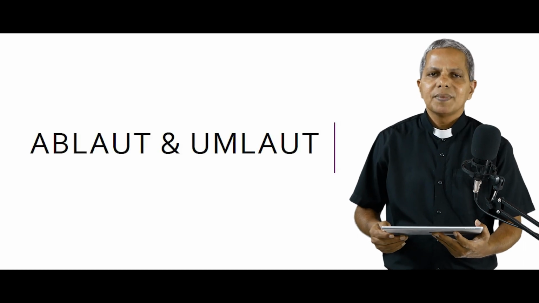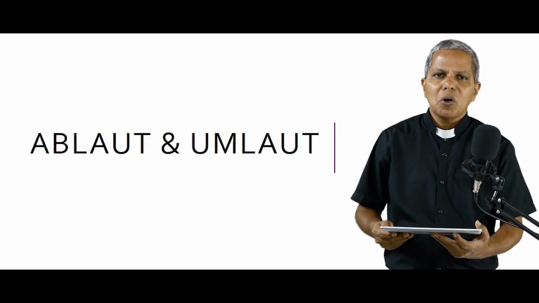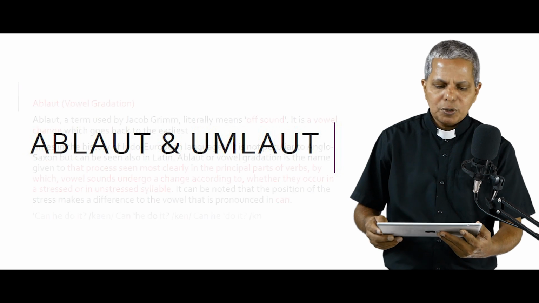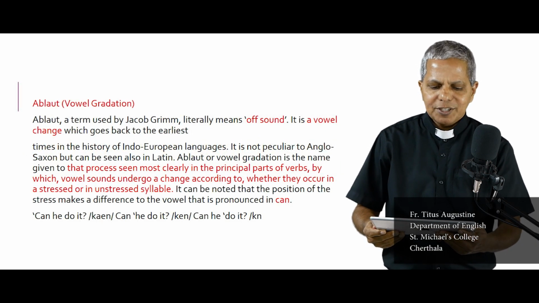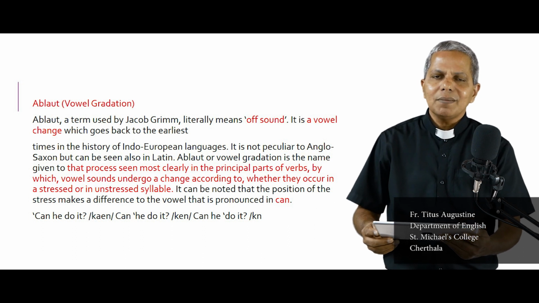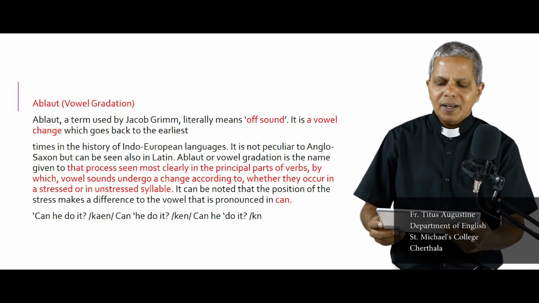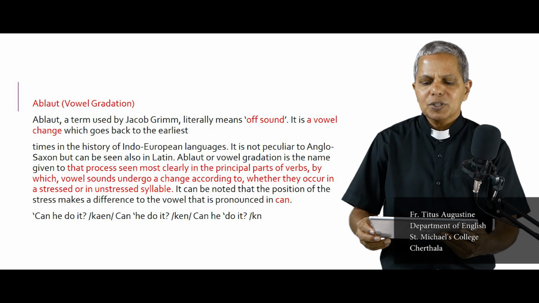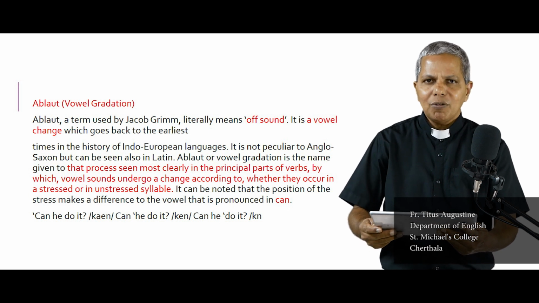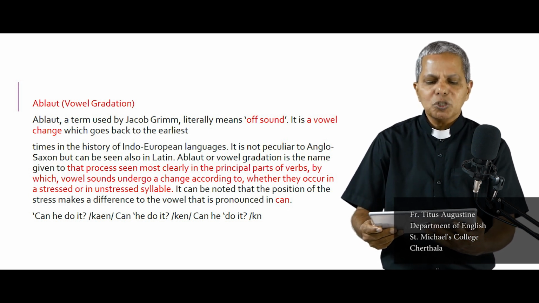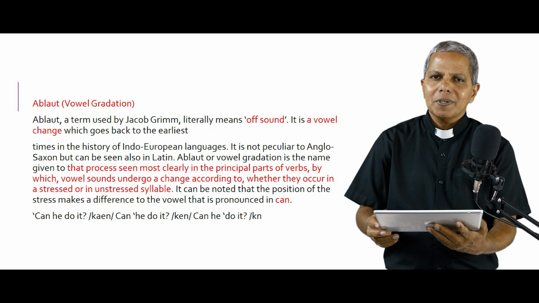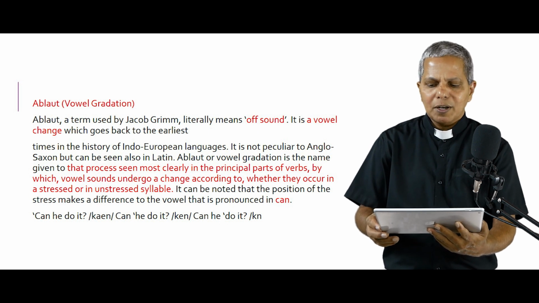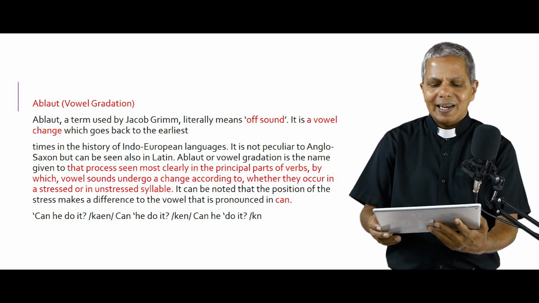Hello friends, today let us discuss ablaut and umlaut. Another word for ablaut is vowel gradation. It's a term used by Jacob Grimm and it literally means "off sound." It's a vowel change which goes back to the earliest times in the history of Indo-European languages. It's not particular to Anglo-Saxon alone, but can be seen also in Latin.